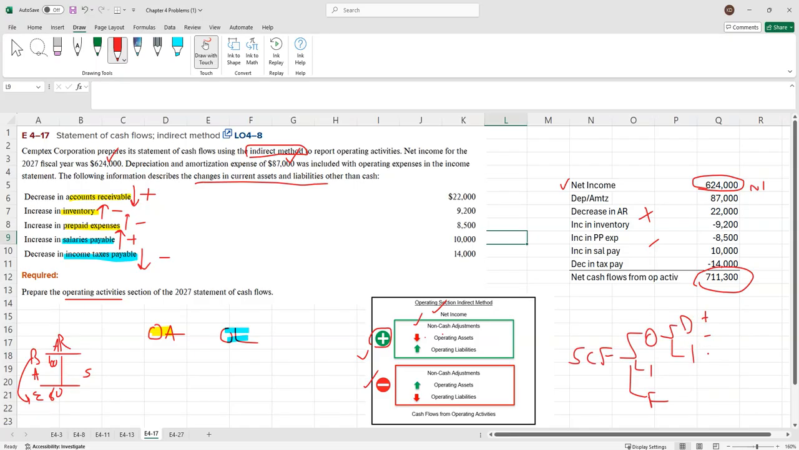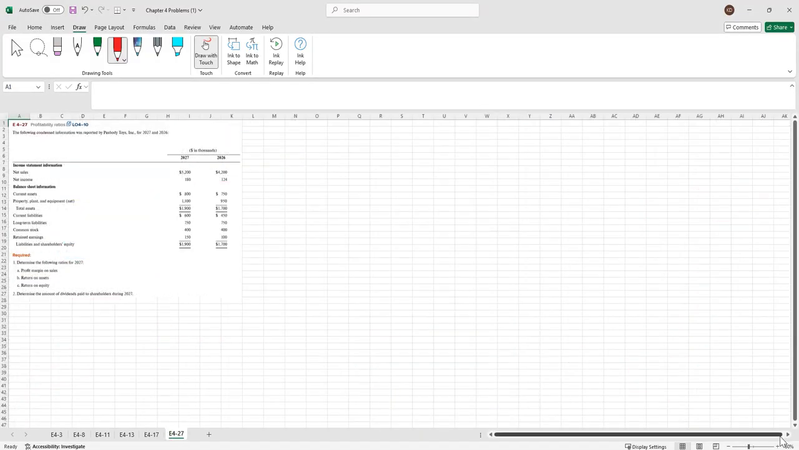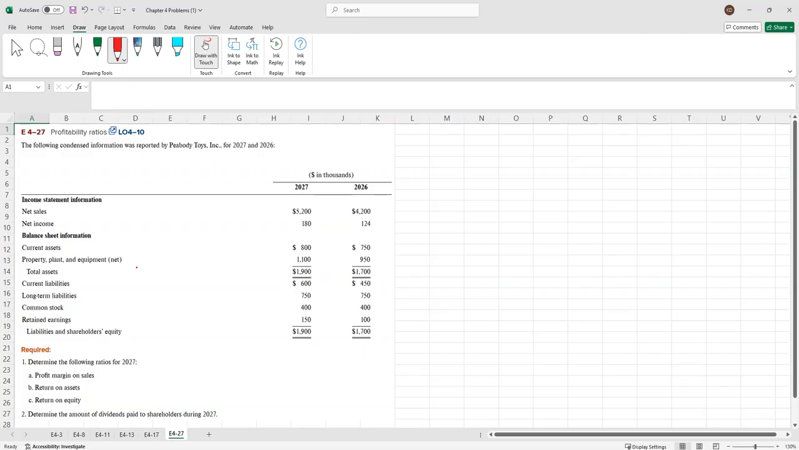Now we just did the indirect method. Both of them will get you to the same end result. Okay? Let's do one more problem here. They're giving us some information. There's a condensed information here, right?